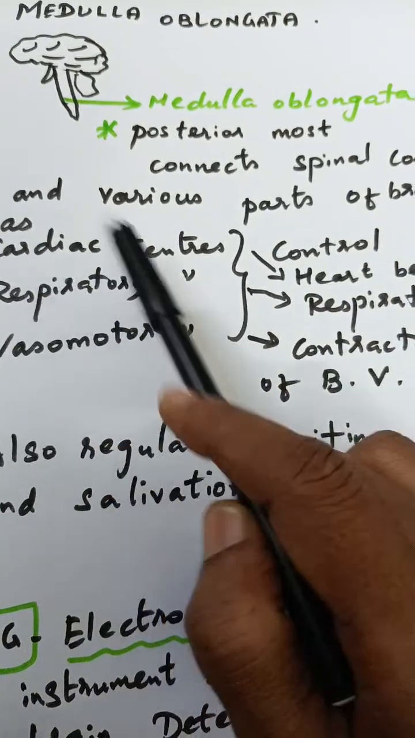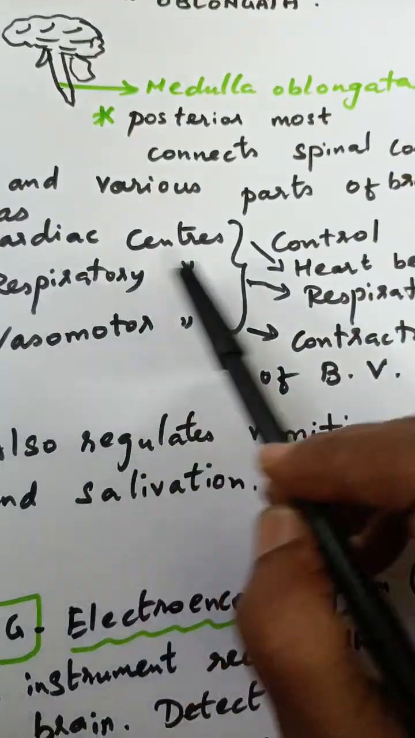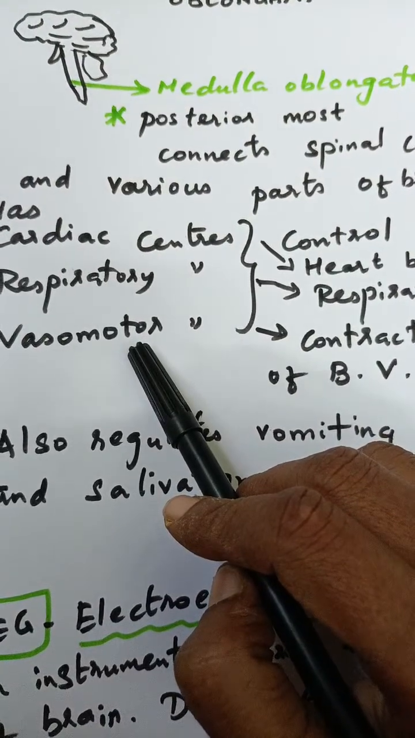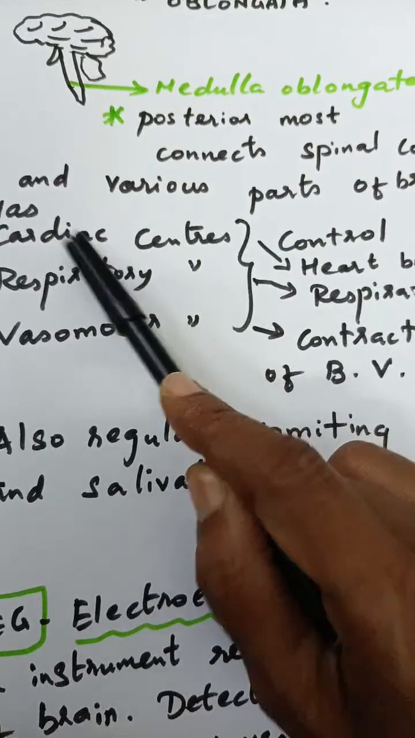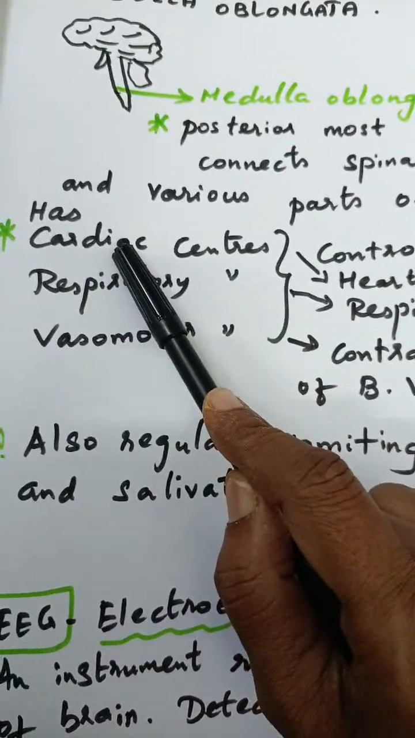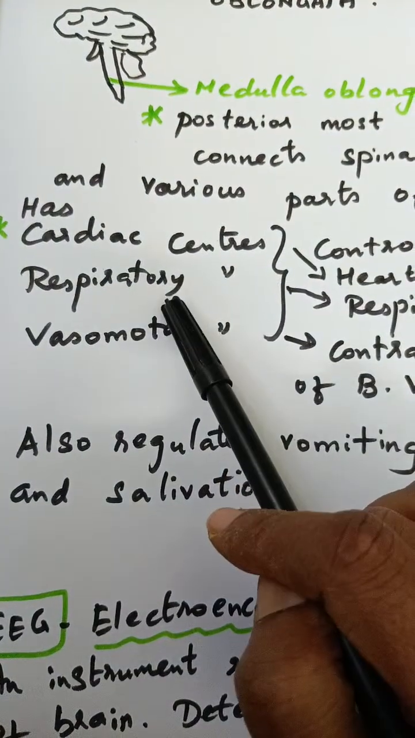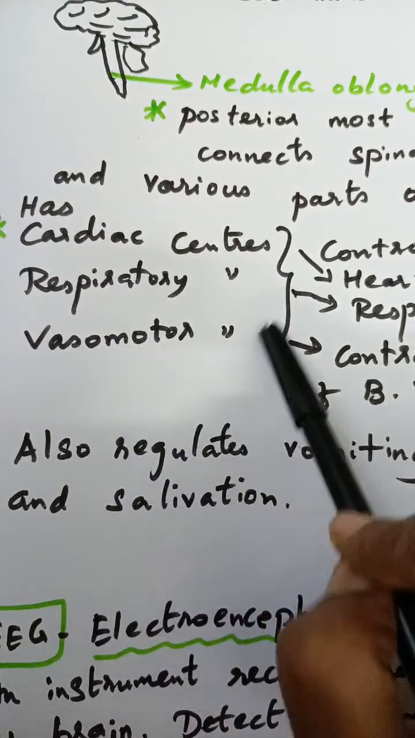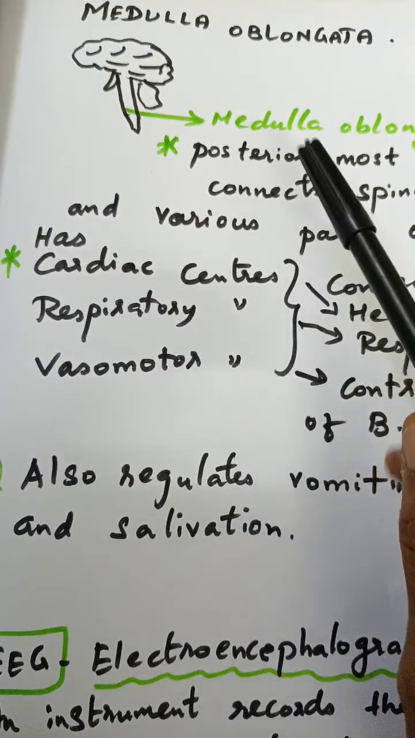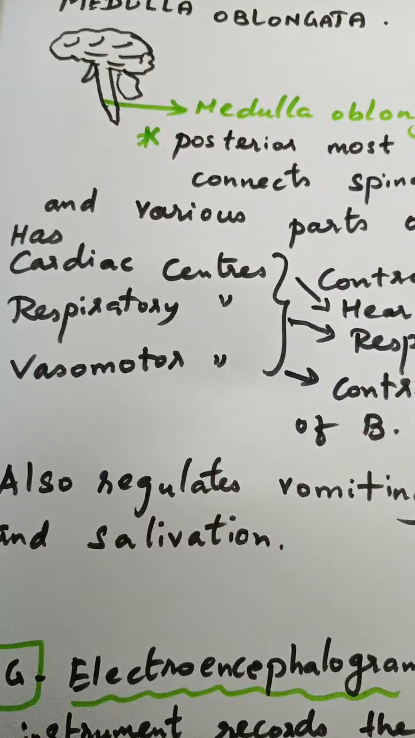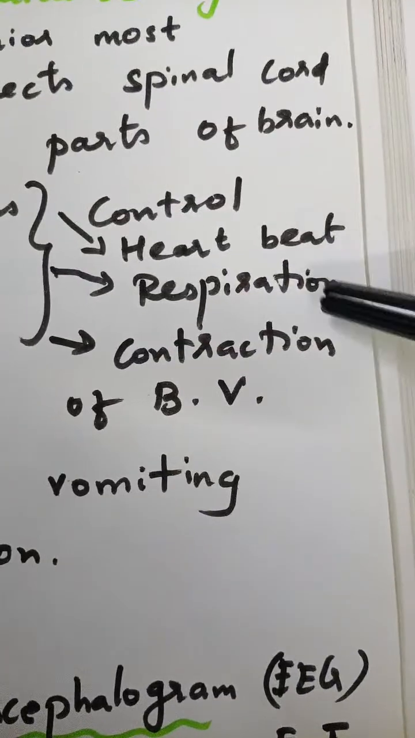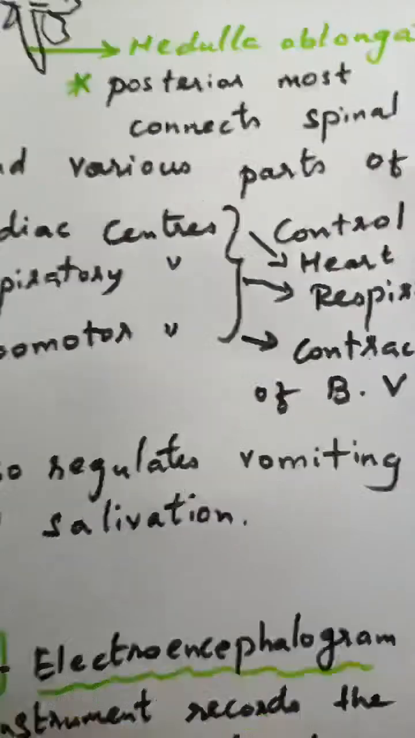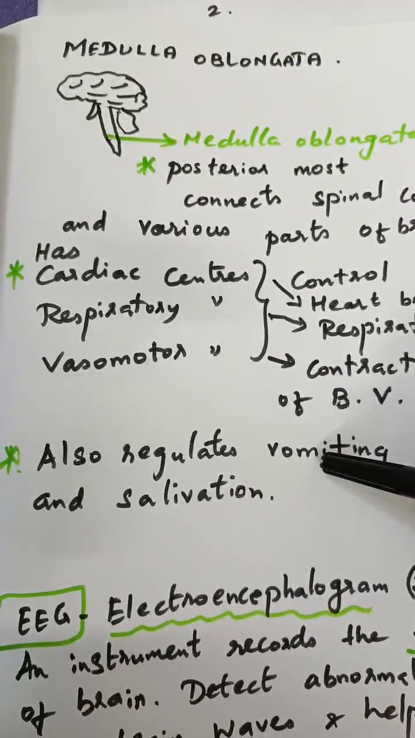It has three functions. The medulla oblongata controls the cardiac center, the respiratory center, and the vasomotor center. What are they? Cardiac is related to the heart, respiratory is related to respiration, and vasomotor is related to vaso, meaning blood vessels. So the medulla oblongata controls the heartbeat, your respiration, and the contraction of blood vessels. Clear? Not only this, it also regulates vomiting and salivation.